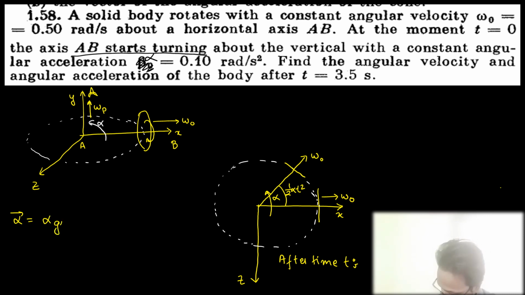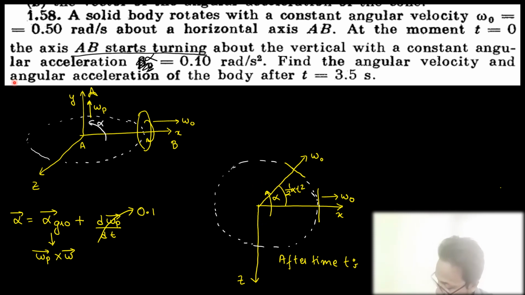So the acceleration which is responsible for the change in direction is called gyroscopic acceleration. So gyroscopic acceleration plus the rate of change of omega p, d omega p by dt. Okay, and this acceleration is already given as 0.1 radians per second square. Now you have to find out the gyroscopic acceleration. Gyroscopic acceleration is nothing but omega p cross omega naught. And see, the magnitude of omega p changes with respect to time, so the gyroscopic acceleration will change with respect to time.